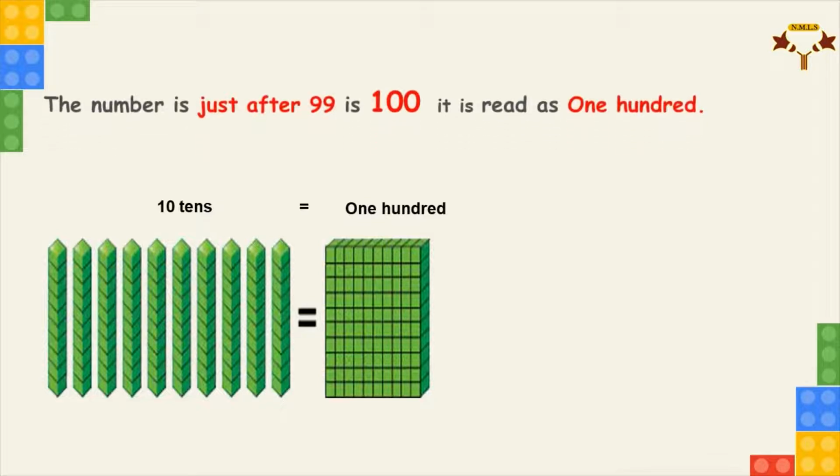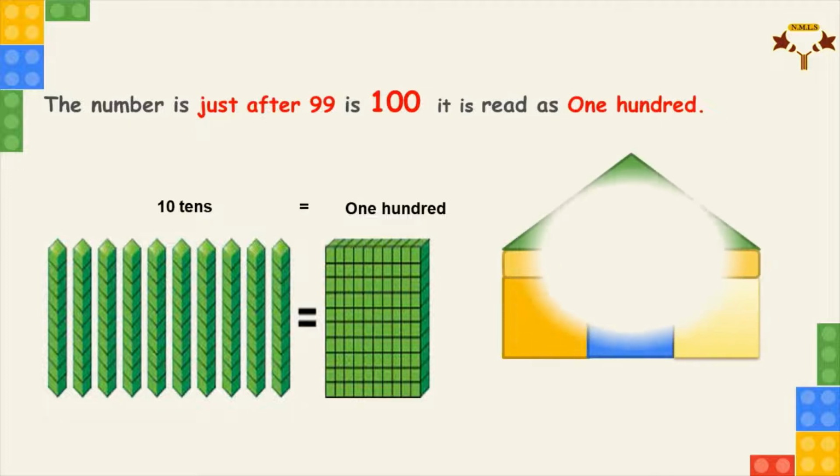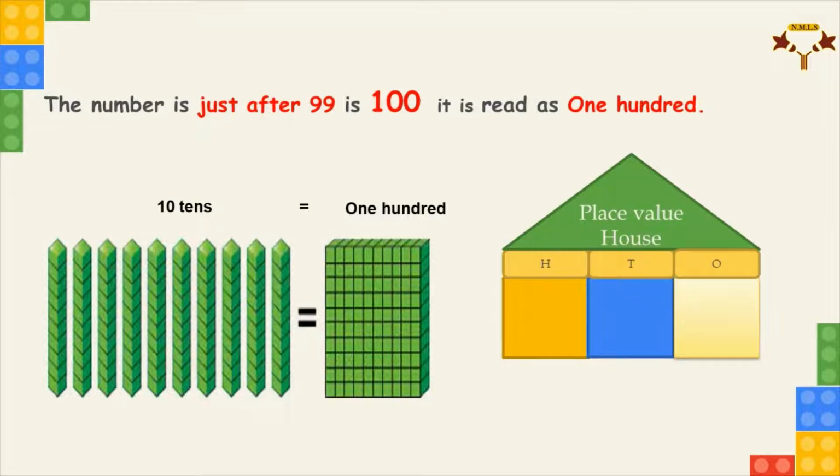Excellent. So the number just after 99 is 100. I can say it in words, in letters: one hundred. Yes, now I have a new place added to the place value house, which is the hundreds place.